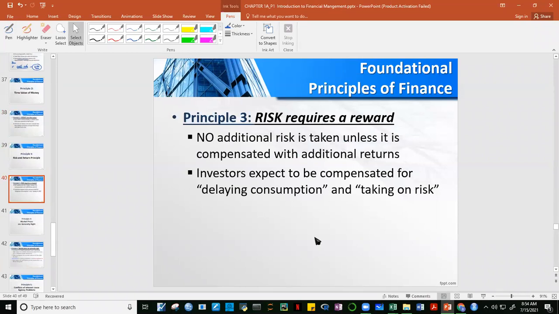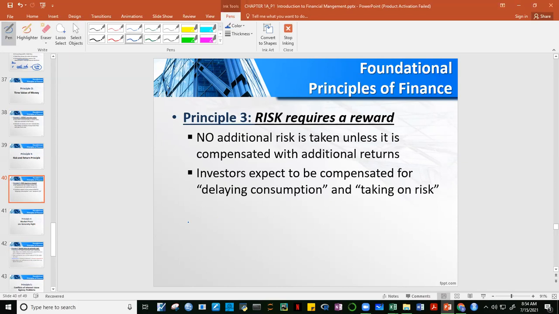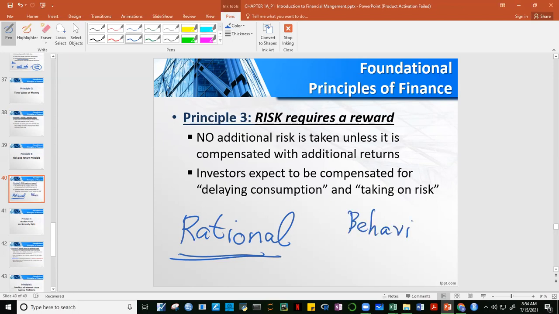Rational behavior. No? We assume here that investors act rationally. So we assume here that investors are rational. They're rational beings. They use their brain. They use their mind. Pero sabi nga natin, there's a field in finance called behavioral finance. And this studies why, more often than not, investors do not act rationally. So there's that field.